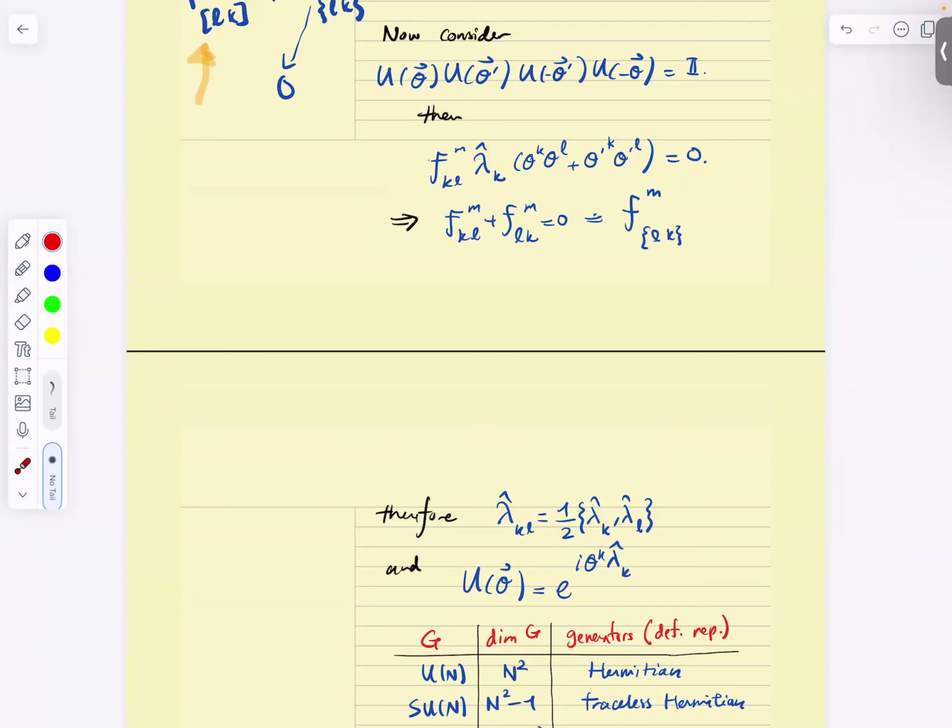I'm confused why the equation that equals 0 implies the symmetric part vanishes. Why does this imply that the symmetric part vanishes? Let's see. So what I'm going to do is, because I think what you could do is this. Let's see.